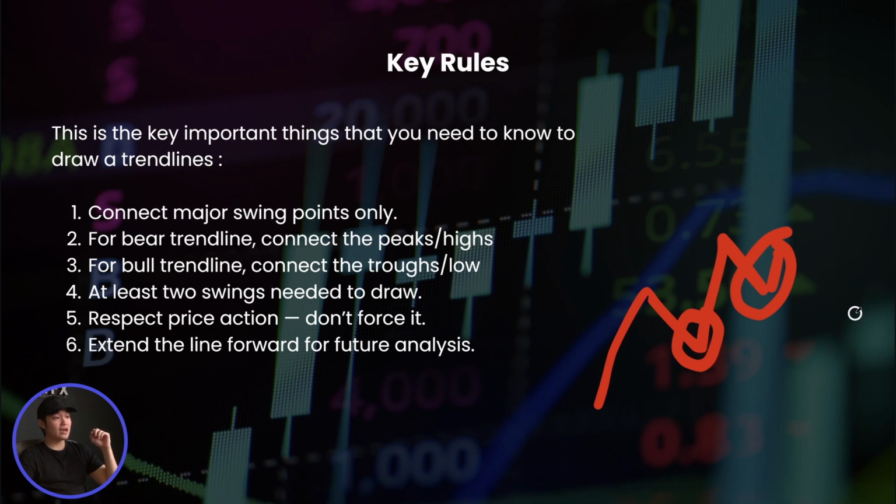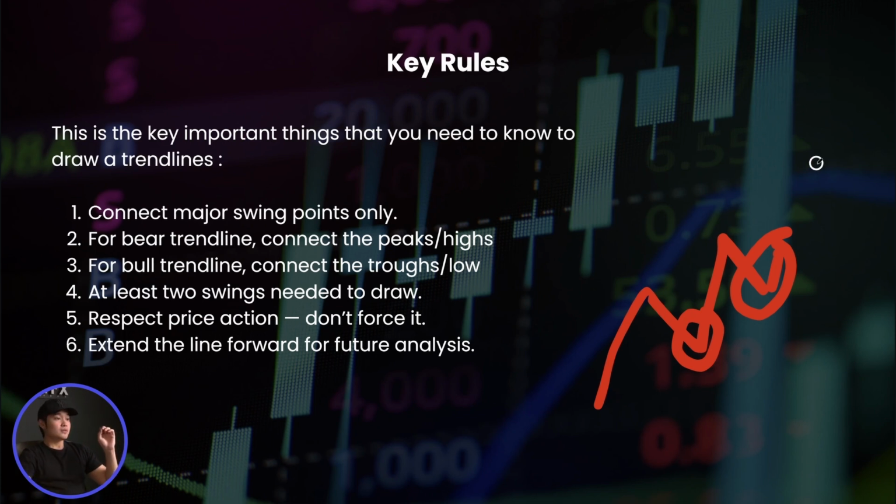At number 5, we have respect price action. Do not force it. Well, if you see the price maybe break out or make a false break in the trend line or structure or on the trend line itself, do not adjust it. Or if you have to adjust it, you have to adjust it. I'm going to discuss this in a future slide.